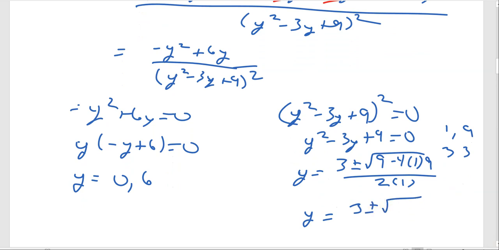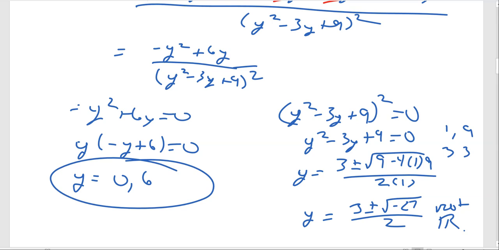Okay, so the negative 9 minus 4 times 9 would be -27. So this is not a real number, so we don't have to worry about that, right? It's not undefined anywhere. So our critical numbers are just the 0 and 6 in this case.